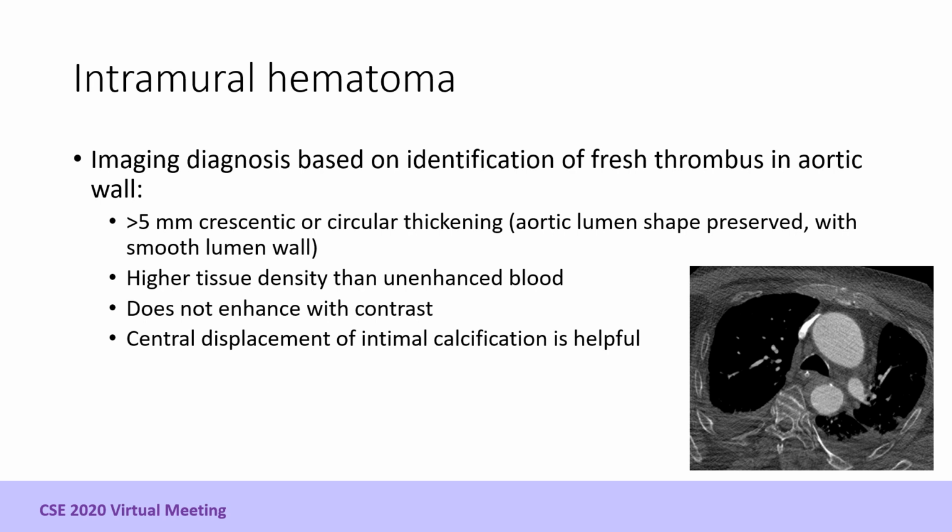It does not enhance with contrast, and often the central displacement of intimal aortic calcification, as shown again here from this case, can provide additional support that the thickening noted lies within the aortic wall rather than representing intraluminal thrombus. These findings are most evident on CT and are what makes CT the typical first-line imaging modality for intramural hematoma. If CT or TEE findings are equivocal, MRI can be helpful.